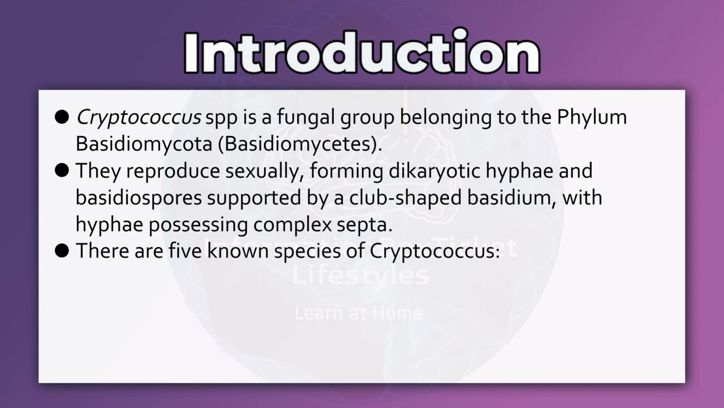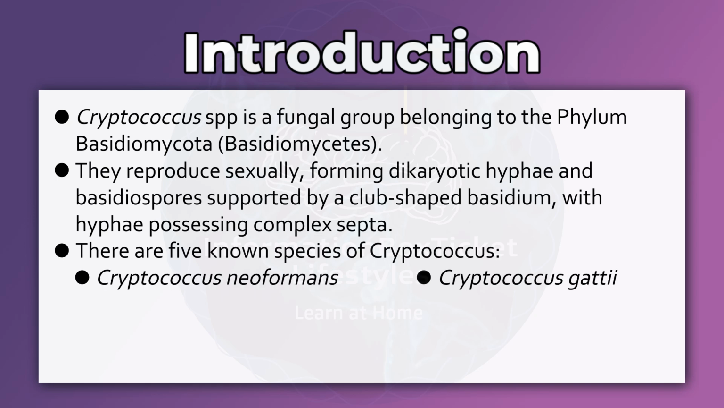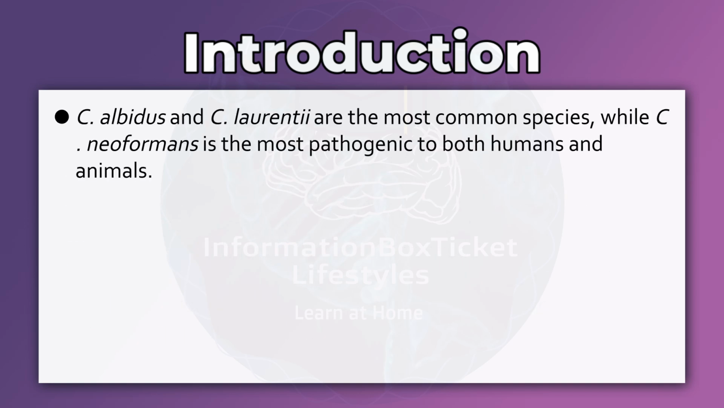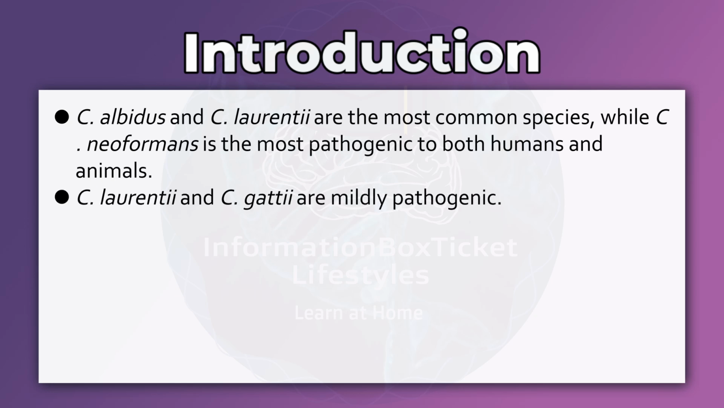There are several known species of Cryptococcus: Cryptococcus neoformans, Cryptococcus gattii, Cryptococcus albidus, Cryptococcus laurentii, and Cryptococcus uniguttulatus. Cryptococcus albidus and Cryptococcus laurentii are the most common species, while Cryptococcus neoformans is the most pathogenic to both humans and animals. Cryptococcus laurentii and Cryptococcus gattii are mildly pathogenic.